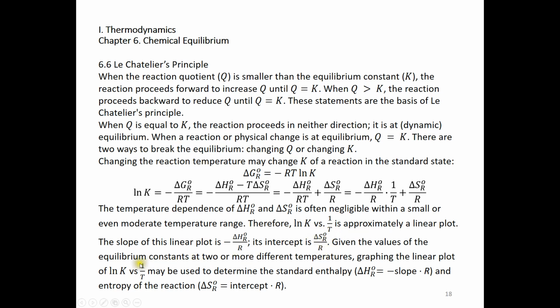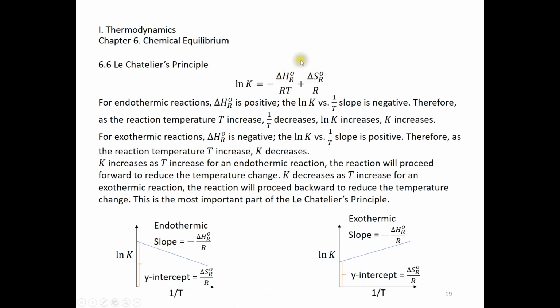Given the values of the equilibrium constants at two or more different temperatures, we'll just graph this ln K versus 1 over T, and we'll be able to get the slope. And the standard enthalpy of reaction is negative R times the slope. The standard entropy of reaction is the intercept times R. So again, we have this equation. The natural logarithm of the equilibrium constant at a given temperature is negative standard enthalpy of reaction over RT plus the standard entropy of reaction over R.